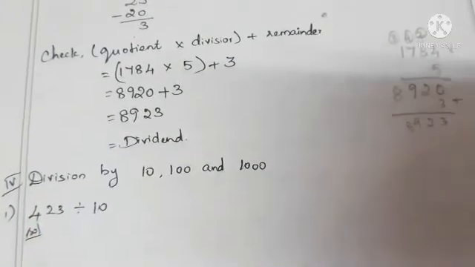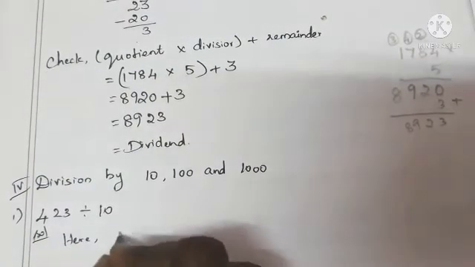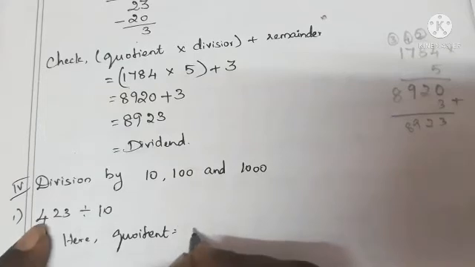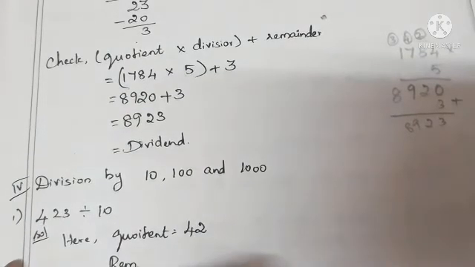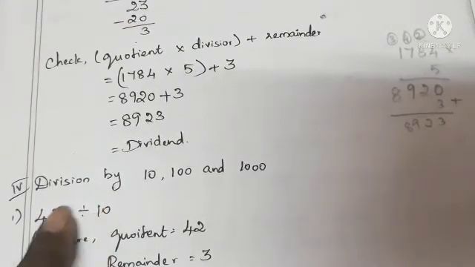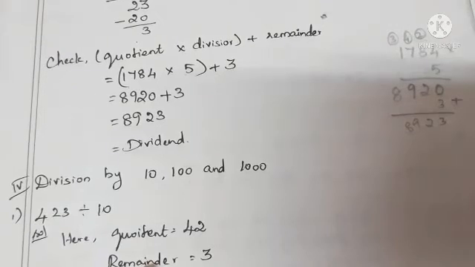So we can write here, quotient is equal to, what? 4 and 2. 42 is the quotient, and the remainder is what? Remainder is 3, because in the 10 we have only one 0, so we take the ones place alone as the remainder, and the remaining place values as the quotient. So here 42 is the quotient and the remainder is 3.